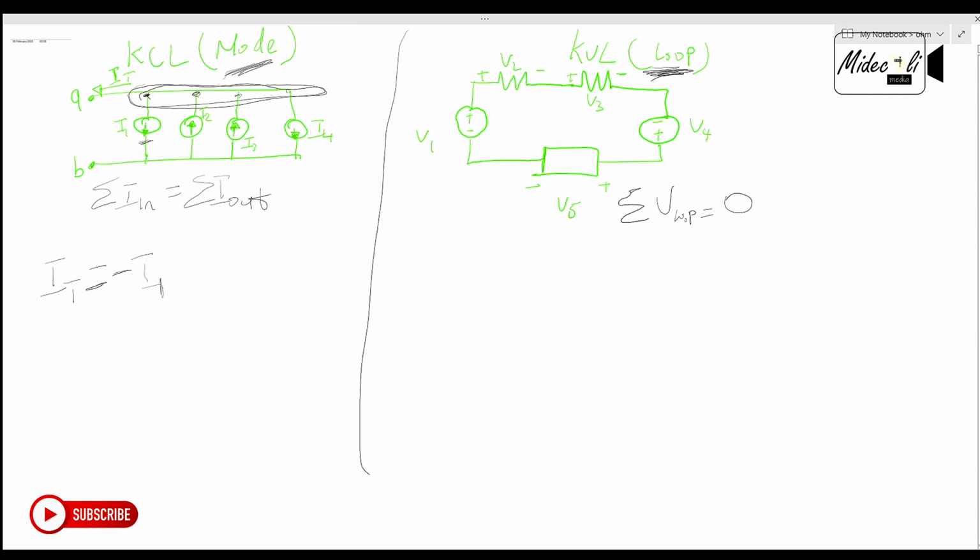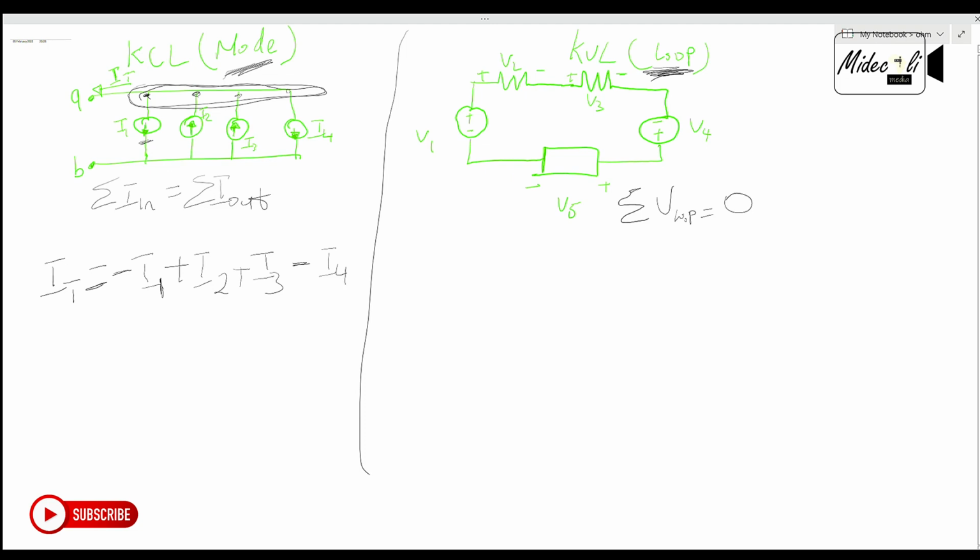Then look at our I2. The arrow is facing the node, right? So it's positive. How about our I3? Positive as well, because it is facing the direction of the node. And our I4 is negative.